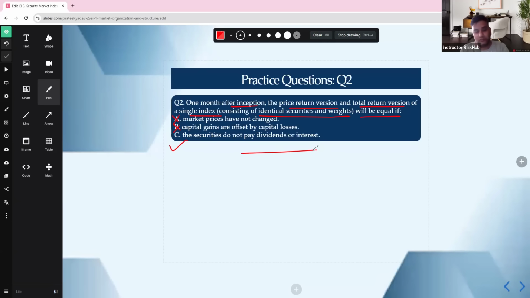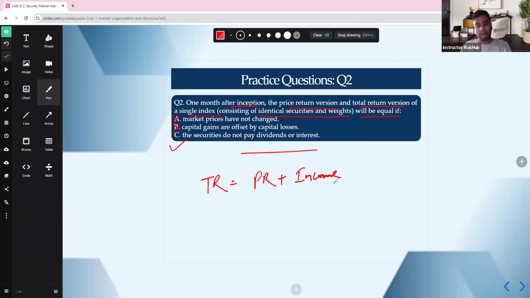Because the difference between price return and total return basically comes from income, right? So the golden rule is that total return is equal to price return plus income, right? Income basically is dividends and interest cash flows. So income equal to 0 makes TR equal to PR, right? So keep that in mind. Please understand total return includes income. Income can be dividends, interest. Price return ignores it. So if no dividends, no interest, then both indexes move identically.